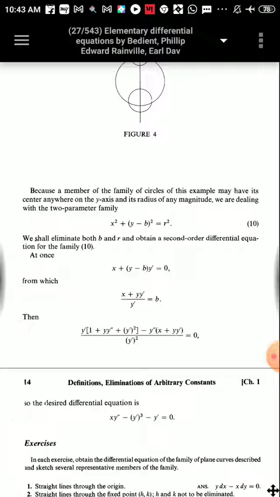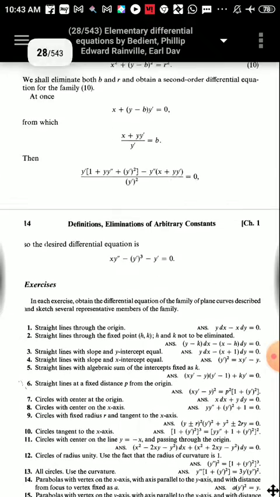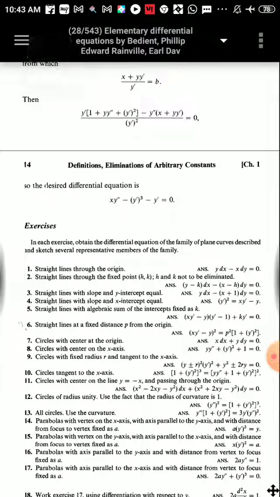Okay, and after differentiating this equation and eliminating arbitrary constants, we get a differential equation x y double dash minus y dash cube minus y dash equal to 0. Okay, so here some exercise is also given. In each exercise, obtain the differential equation of the family of plane curves.